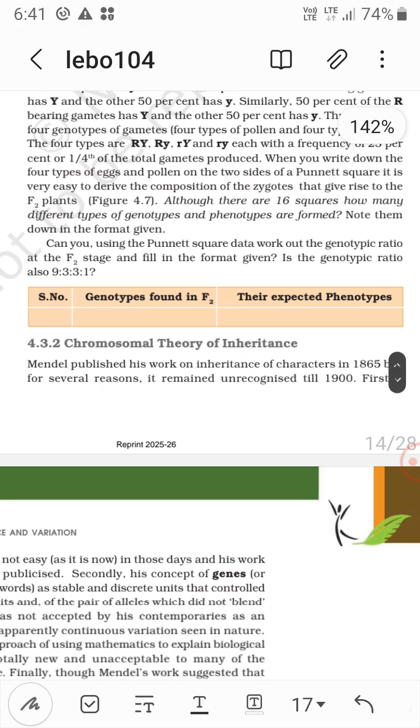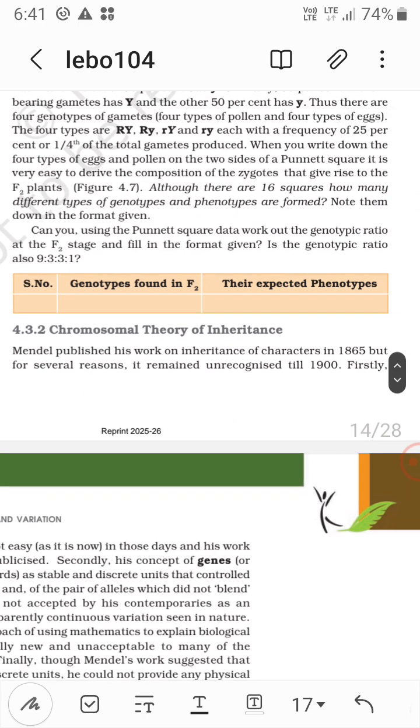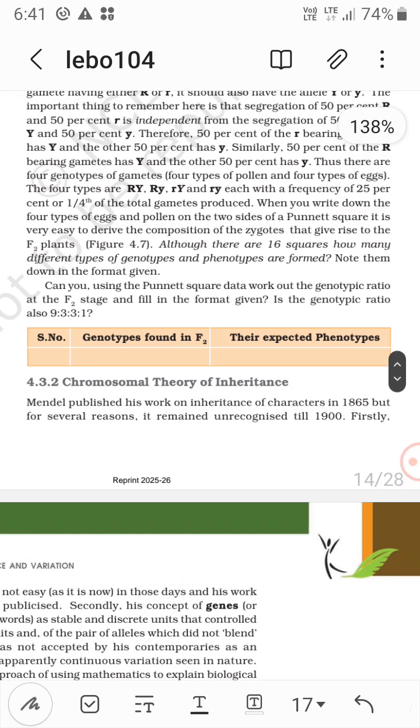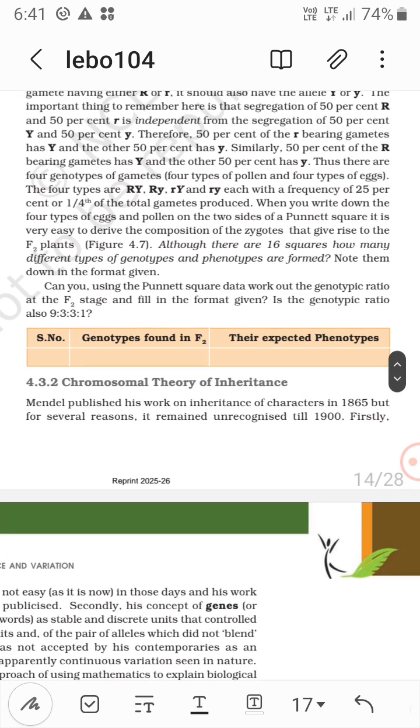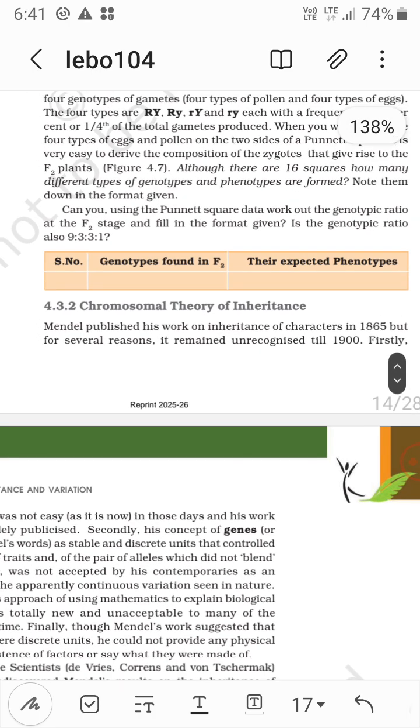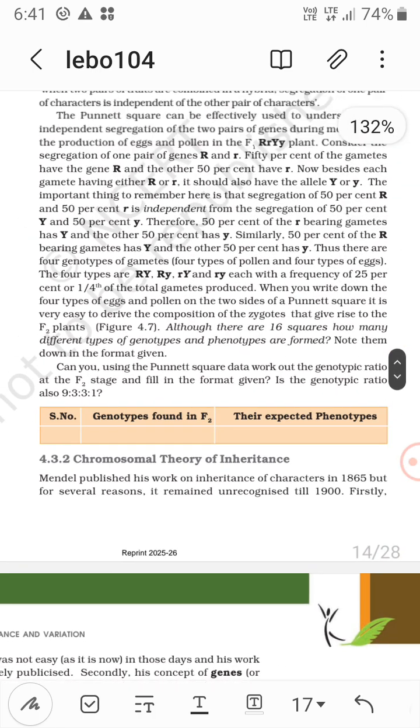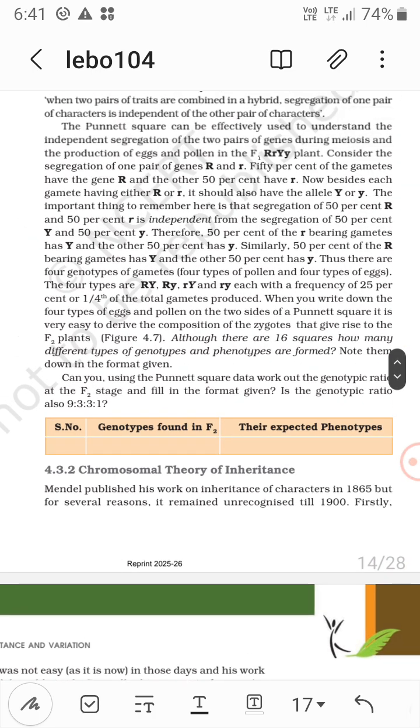So the genotypes found in F2 and their expected phenotypes: 9 is to 3 is to 3 is to 1 for phenotypes, and 1 is to 2 is to 1 for genotypes. But there is also a genotype ratio or something like that.